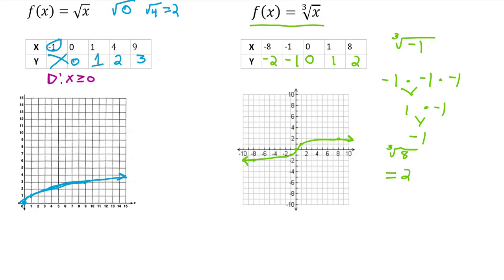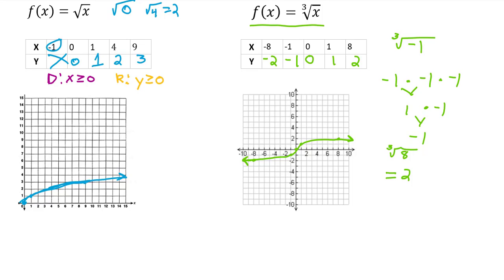And conversely, let's say we're talking about our range values. Does our range value have some type of restriction? Well, yeah, because it looks like we can't have a negative number, because when you take the square root, it always comes out positive. So you could say your range is going to be y is greater than or equal to 0.